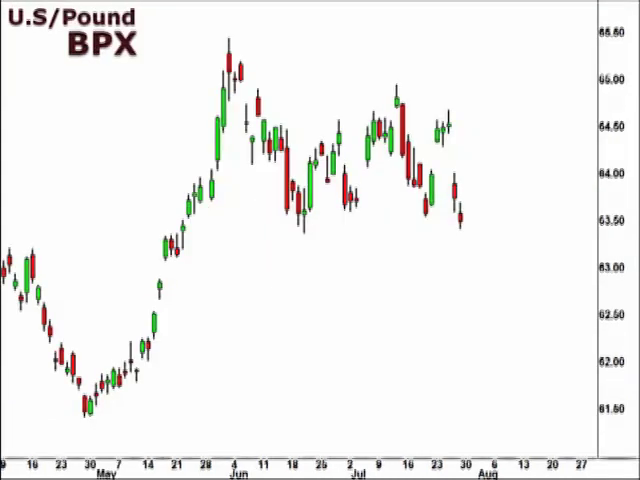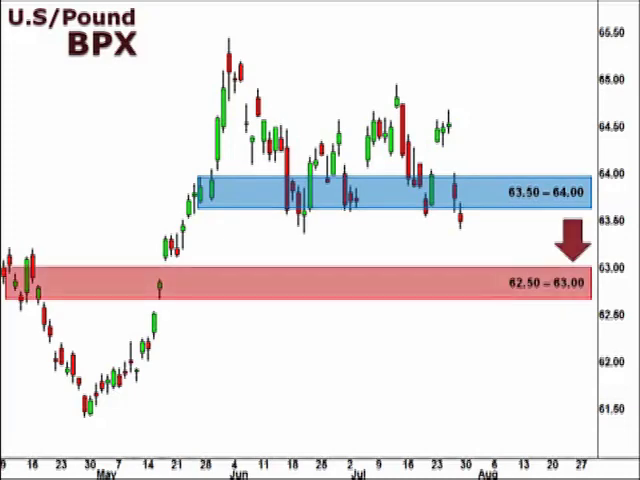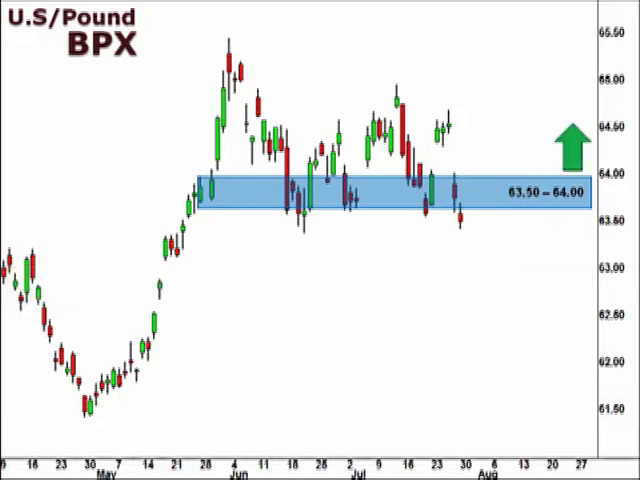Let's take a look at the BPX, the US dollar versus the British pound. Well, the BPX dropped below 63.5 last week. The 63.5-64 level now assumes the role of resistance. Failure to break back above 63.5 opens the window for a continuation lower and the test of 62.5-63. A break above 64 will confirm a continuation higher.